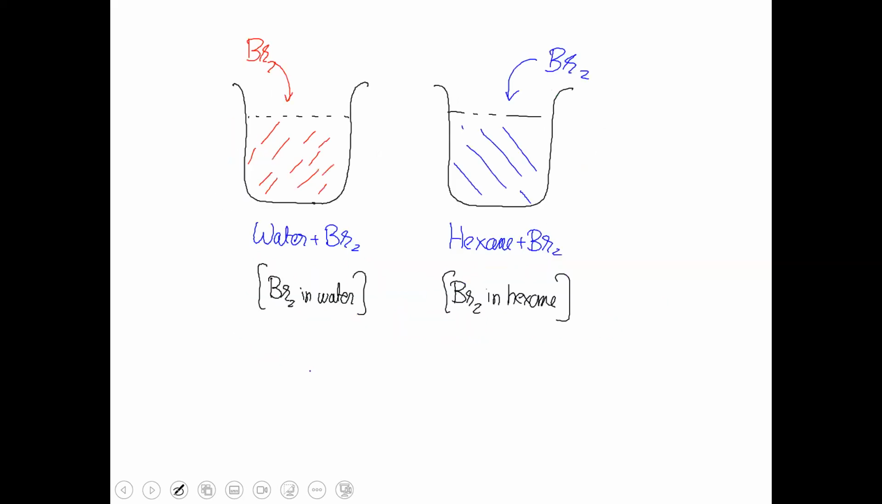So we add bromine in water, we add an equal amount of bromine in hexane also, and we find their concentrations in each. You have to copy this.